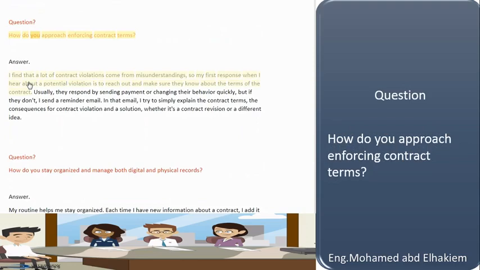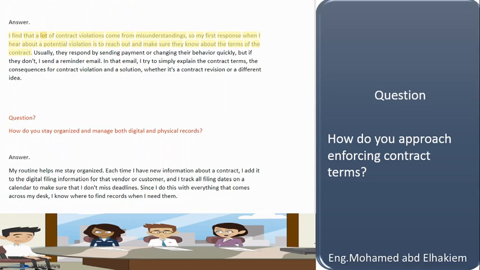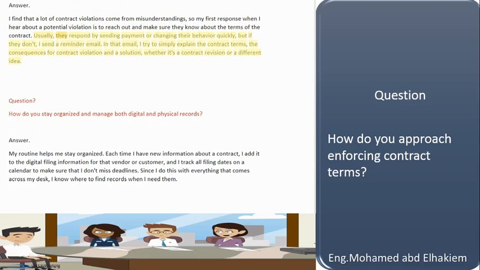Question: How do you approach enforcing contract terms? Answer: I find that a lot of contract violations come from misunderstandings. So my first response when I hear about a potential violation is to reach out and make sure they know about the terms of the contract. Usually, they respond by sending payment or changing their behavior quickly, but if they don't, I send a reminder email. In that email, I try to simply explain the contract terms, the consequences for contract violation, and a solution, whether it's a contract revision or a different idea.